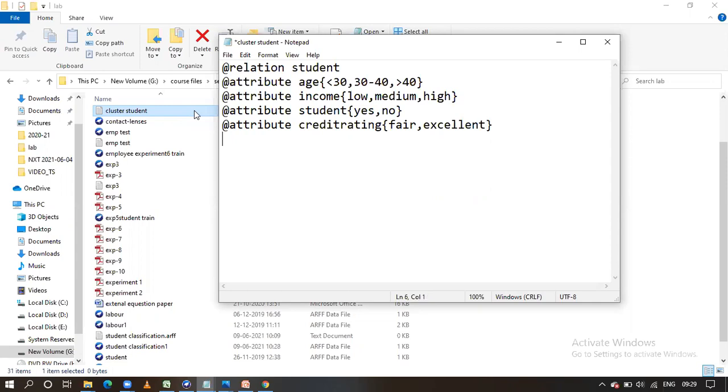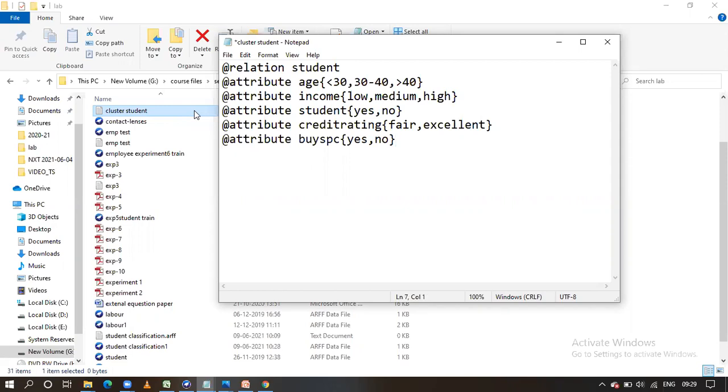With these two values it takes, and the next attribute is @attribute, that is buying a computer or not. It takes two values. Yes means he is able to buy a computer, no means he is not able to buy a computer. This is the data analysis.